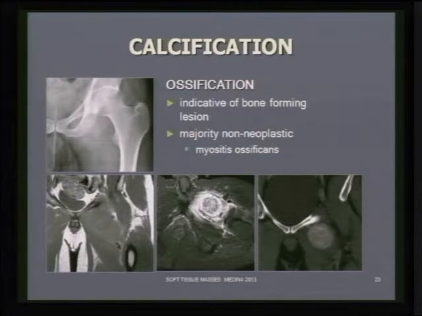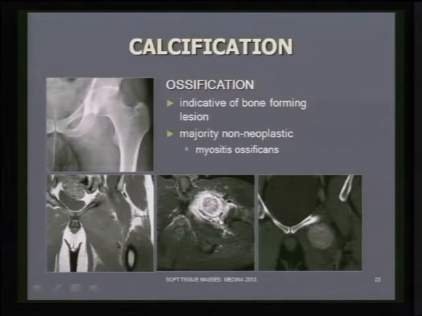Now, ossification is again indicative of a bone-forming lesion, and the vast majority of cases showing ossification as opposed to simple calcification will be benign, non-neoplastic, and cases of myositis ossificans. The important thing to remember is that the MR study in myositis can be very alarming because it can show a very poorly defined lesion with extensive areas of muscle edema.